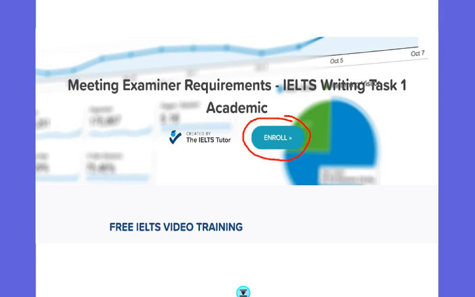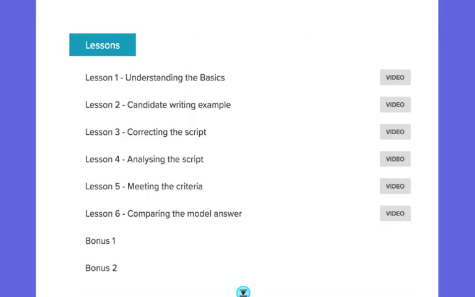All right. So once you've done that, you'll see a series of lessons that take you through what we will be covering in those 6 lessons. Plus, you'll have 2 bonus lessons, the second of which you will be given a writing task 1 question and asked to practice or implement what you have learned onto your own writing. And then later on, we're going to be discussing your writing together in a meeting room live.